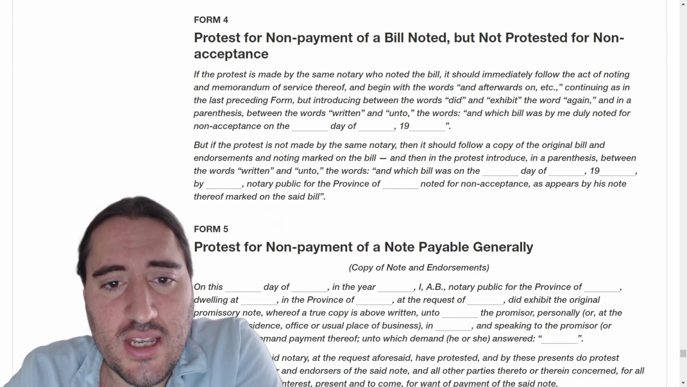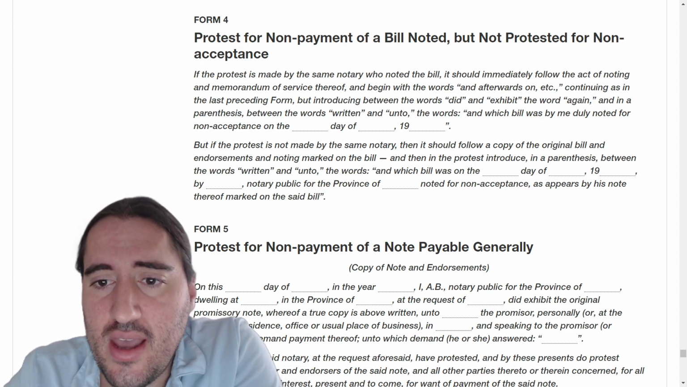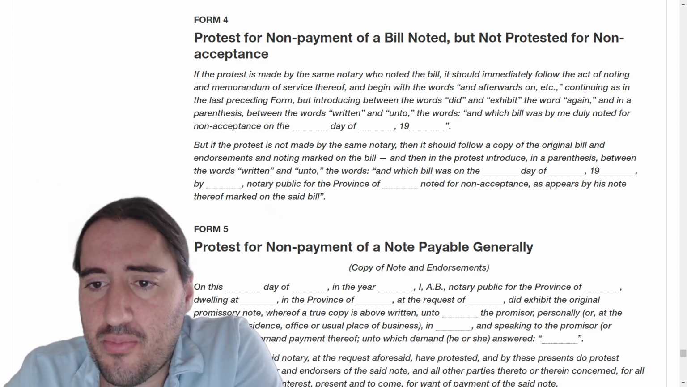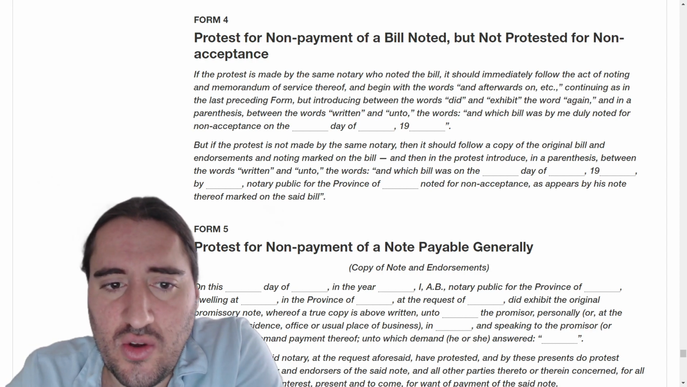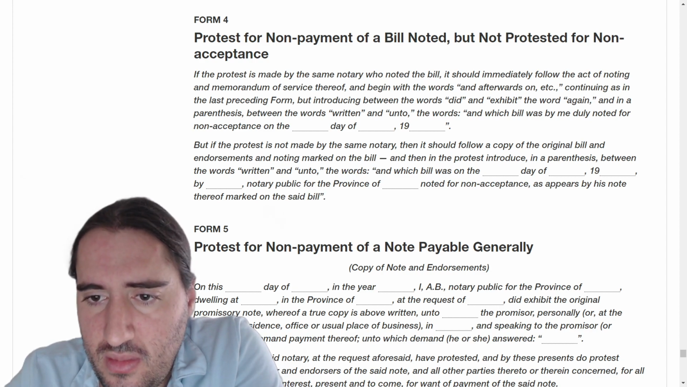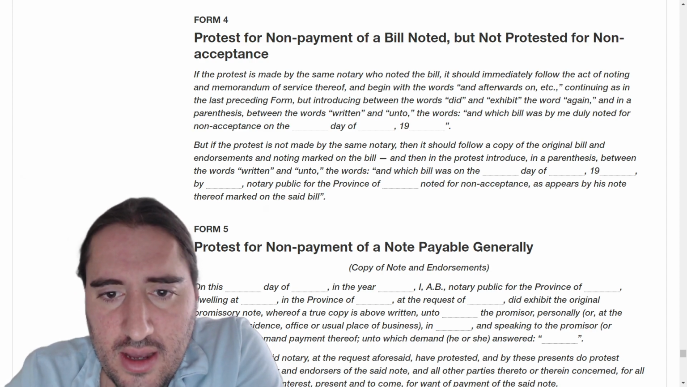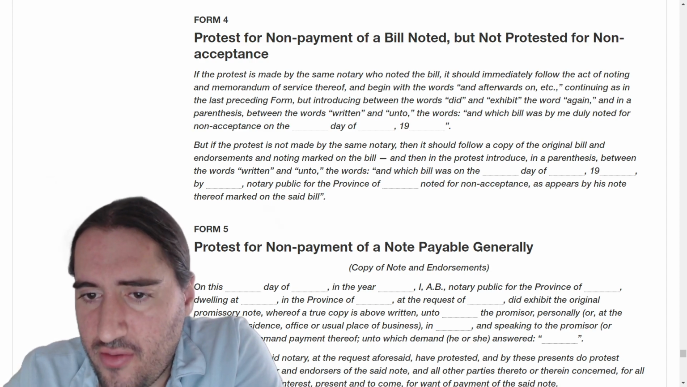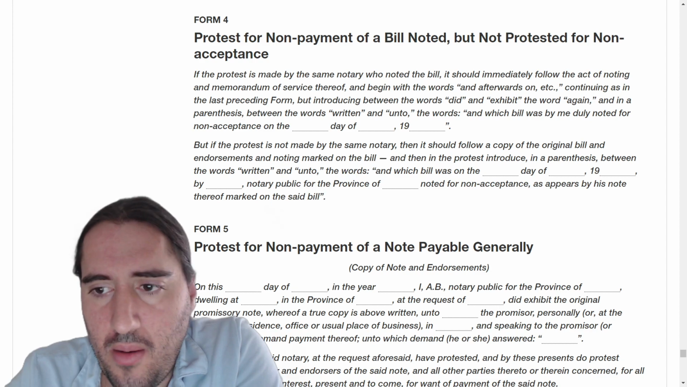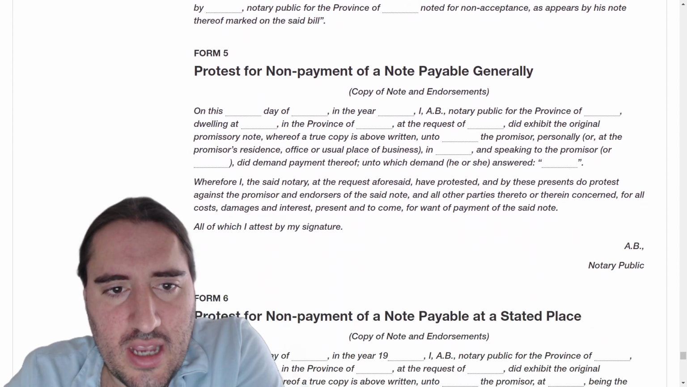But if the protest is not made by the same notary, then it should follow a copy of the original bill and endorsements and noting marked on the bill, and then in the protest introduce in parentheses between the words "written" and "unto" the words "and which bill was on the whatever day by such and such notary, wherever the notary is, noted for non-acceptance as appears by his note thereof marked on the said bill."